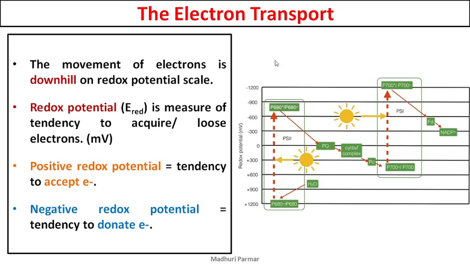Just remember this much. How is the direction decided? The direction is decided based on redox potential. Clear? The more negative it is, the more it will donate electrons. The more positive it is, the more it will accept electrons. Fine? And you always have to see in comparison what is happening.